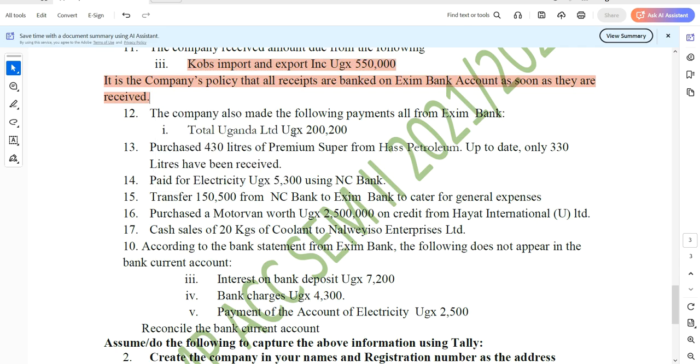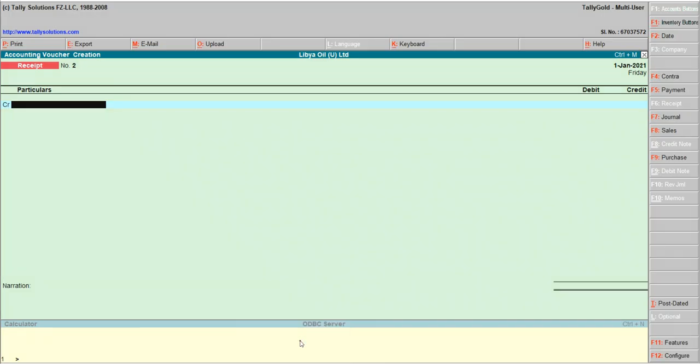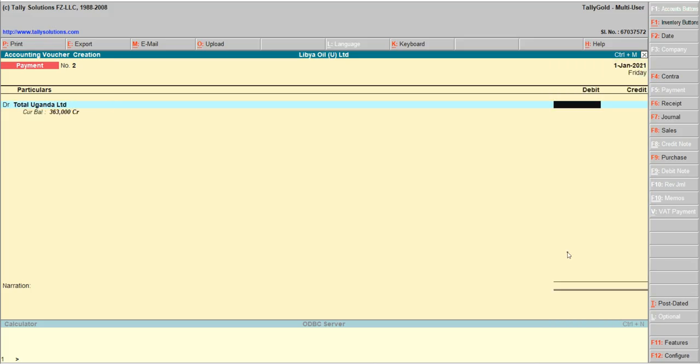The company also made the following payments, all from Exim Bank. They paid Total Uganda 400. This is a payment, so the accounting voucher to use is payment. We are debiting Total. This is the supplier because we are paying.